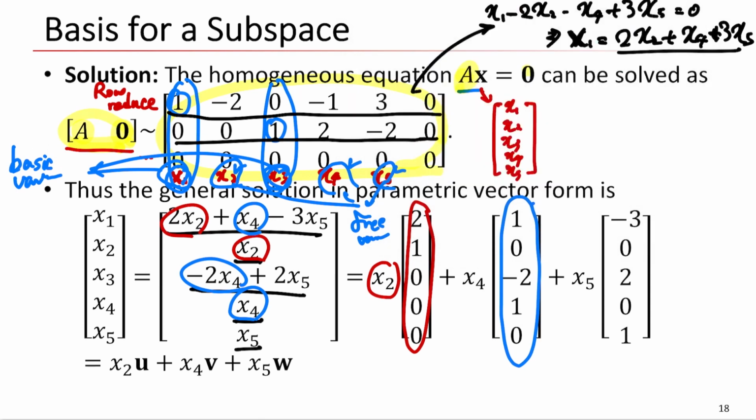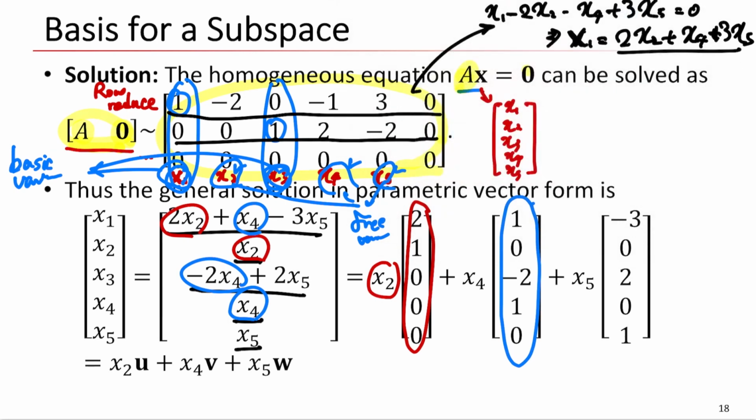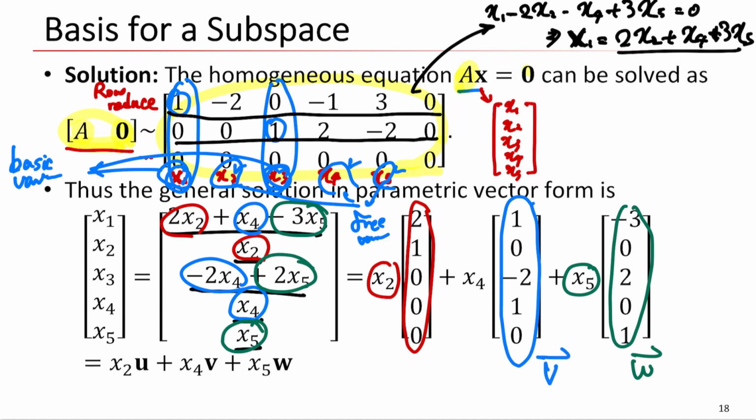Finally, okay, let's use this color. If we extract x5 here, the remaining vectors are like that. Okay. So let's say this is a vector w, and this is a vector v, and this is vector u.